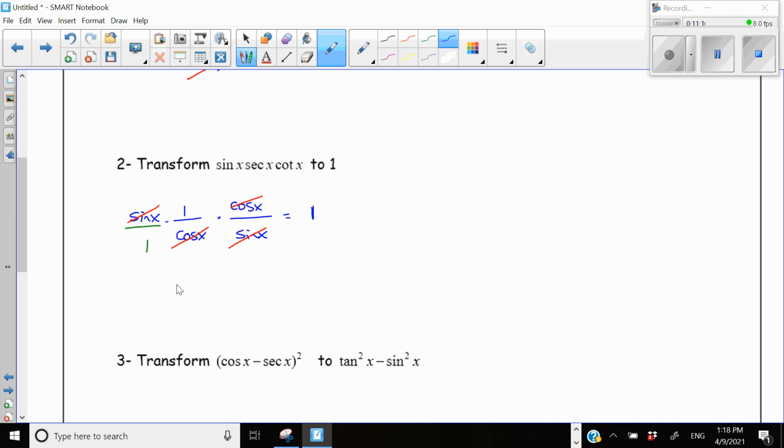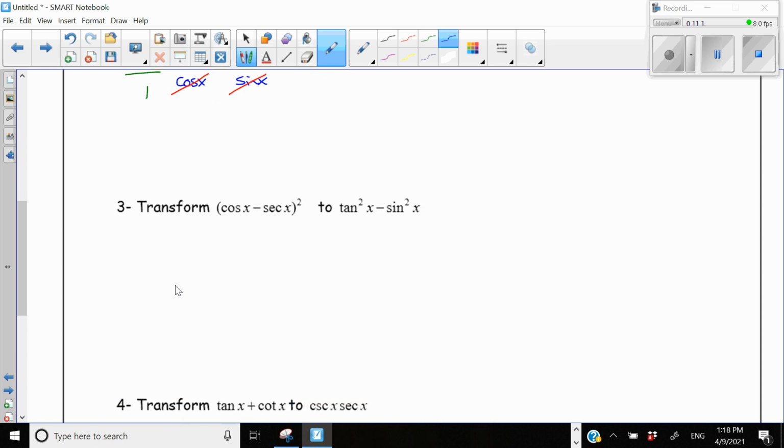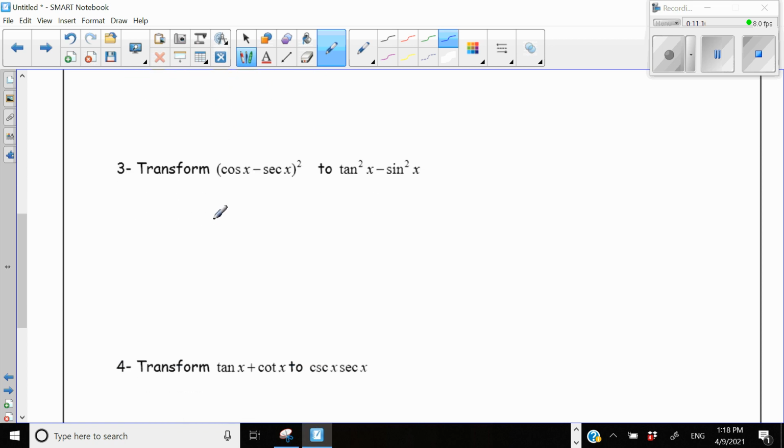Now let's work on something else here. Cosecant of x minus secant squared. We want to change it to this form. First of all, if I have cosecant of x minus secant of x, this is similar to the identity that we have learned before, a minus b squared. This is a minus b times itself. So we're going to use the same thing here. It's basically cosine of x minus secant of x times itself.